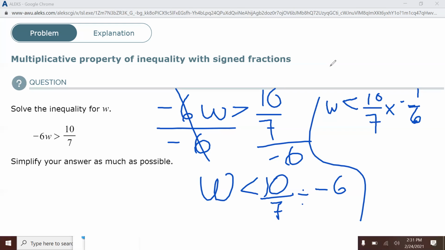With it being multiplication, I can cancel a factor of 2 on the top and the bottom. And now I get 5 times -1 is -5, and 7 times 3 is 21. So the answer would be all numbers less than -5/21.